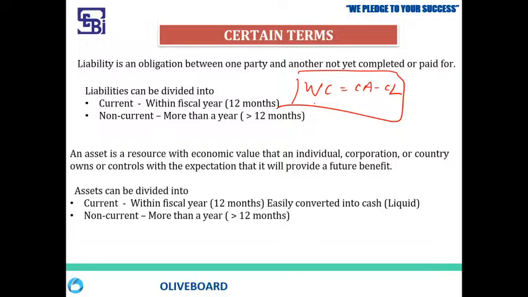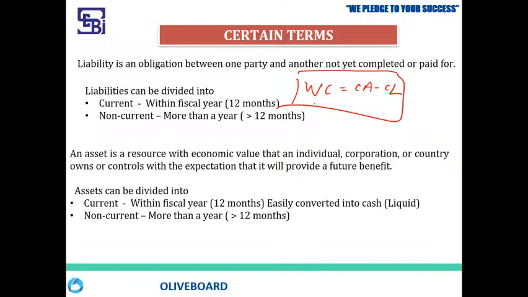Now understand what is meant by current asset and current liability. Asset is something that an organization owns. I think I have explained these things in the previous classes itself. I hope you remember. If not, please go back and revisit those videos. I have clearly explained what is meant by an asset and what is meant by a liability. So you know the bifurcation. Current means within that accounting period, within that fiscal year, which is basically less than 12 months. If something is more than 12 months, then that would be treated as non-current.